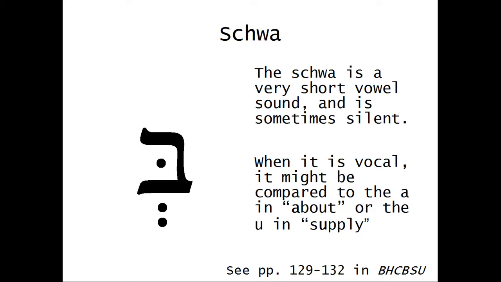In fact, you may see a bit of an affinity with those in the way it looks. Those two vertical dots look kind of like those Hatef vowels that we have already learned. So it's a very brief sound. Sometimes it is actually silent, and we'll discuss the rules for that later. If it is vocal, it could be compared to the A sound in about or the U sound in supply. Just very brief, almost indiscernible.